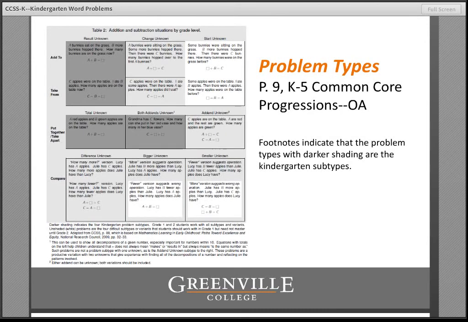This is essentially the same document in black and white, but this one's in the progressions document rather than in the standards document. And it outlines which of the problem types have to be mastered at kindergarten. So those that are shaded darker, those are the kindergarten ones. There's 2 on the top, an add to, a take from, and then 2 different kinds of put together take apart problems. Then the white ones that you see are the ones that are so hard that many children may take till 2nd grade to master them, but 1st graders work with all of these problem types.